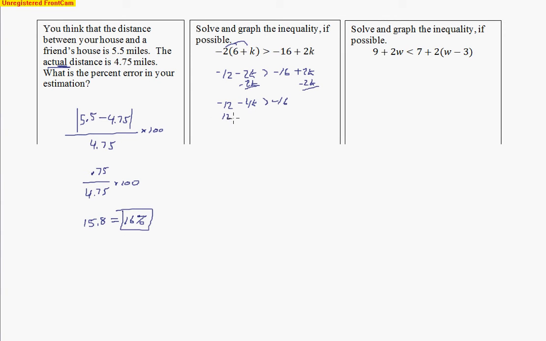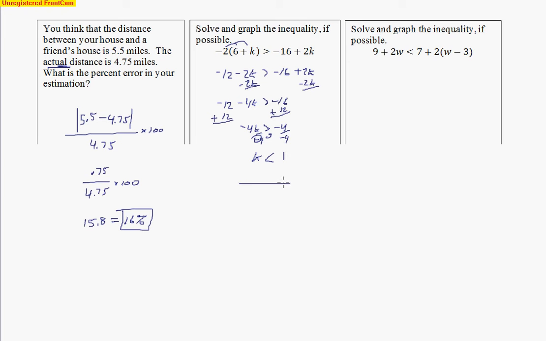So I need to add the 12 to both sides, and that's going to give me negative 4k is greater than negative 4. Divide by negative 4, and we'll have the answer. K is greater than 1. So if I was to, oops, I've messed up on that a little bit. I need to remember to do something. As I divide by a negative, I need to switch that inequality sign around. So really I should have k is less than positive 1.